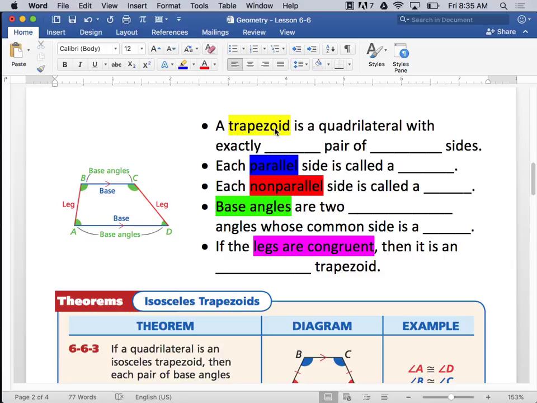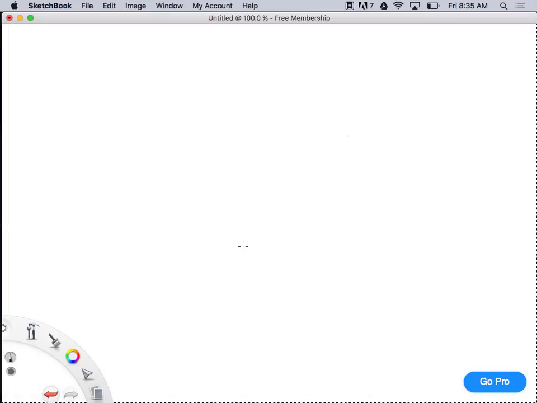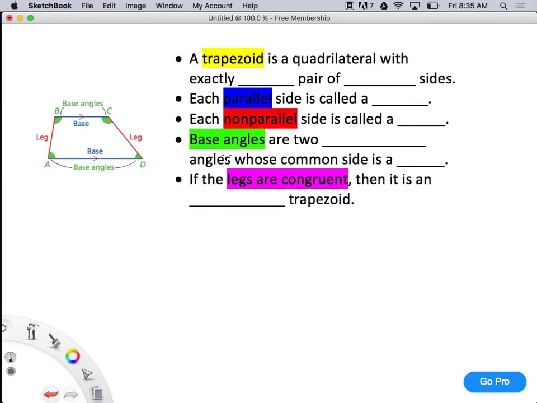Okay. A trapezoid is a quadrilateral with exactly blank pair of blank sides. What do you think? First off, the first one should be easy because it can't be two, because it's not a plural pair. So it's just one pair of what sides? Congruent sides? Or no, parallel sides. Sorry. Parallel. One pair of parallel sides.